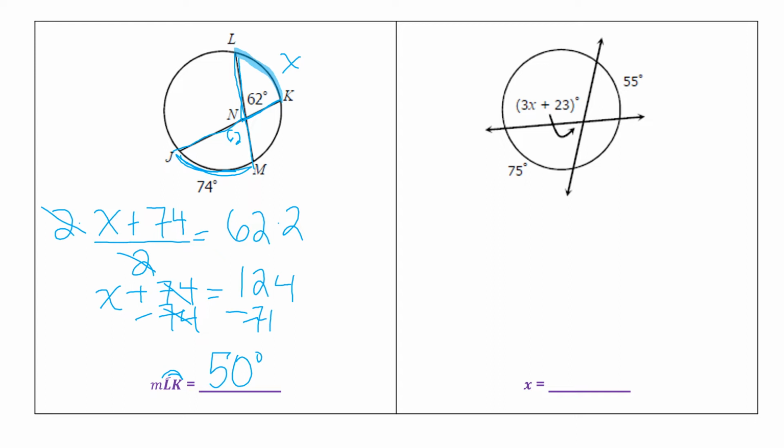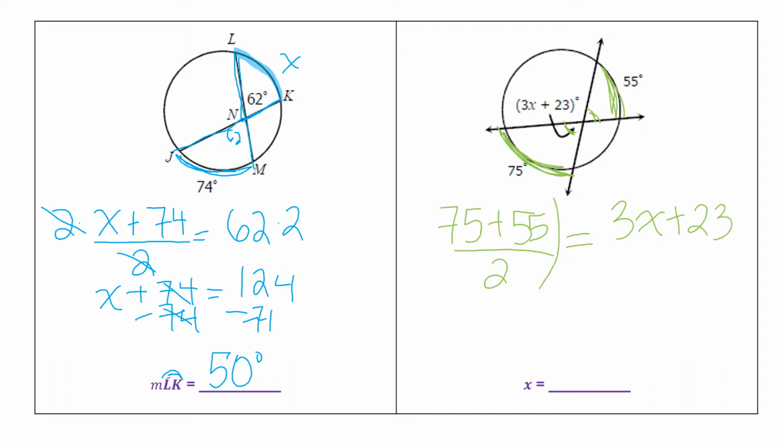Okay, so this time we have both arcs and we have the angle, but this time the angle is in terms of x. So here's what we know. We do know that if we add these two arcs, 75, right? Here's its angle, there's the vertical angle, and here's the other arc. So if we add 75 to 55 and divide by 2, it should give us the angle, which we know is 3x plus 23. So I'm going to multiply both sides by 2.